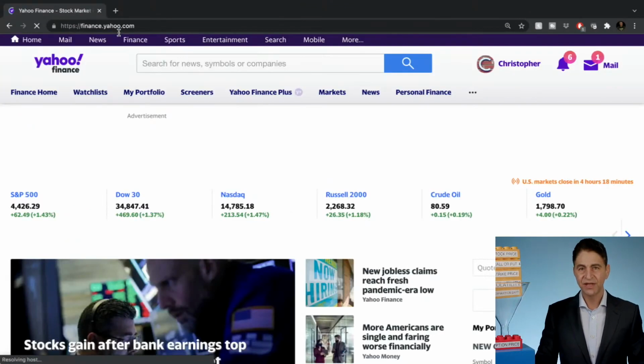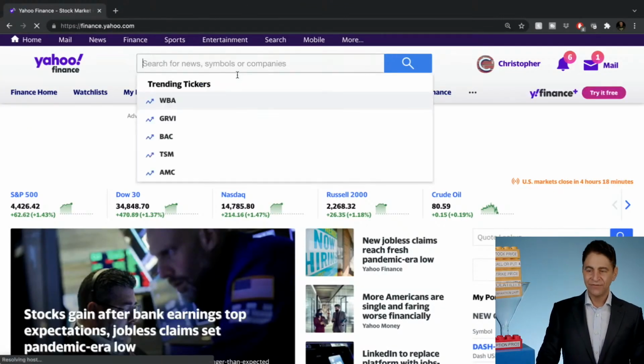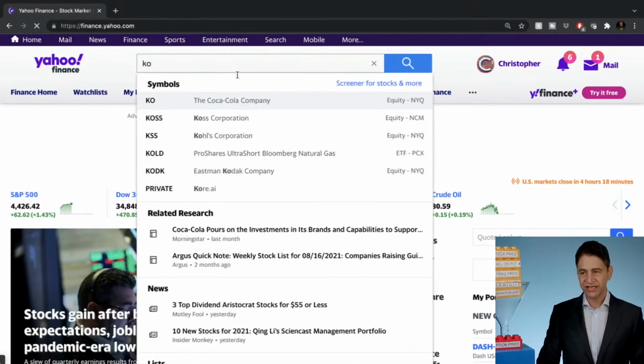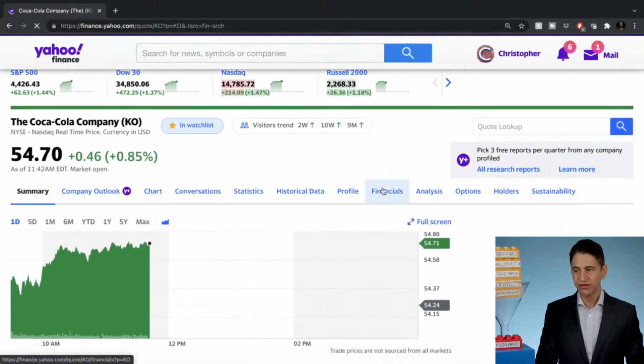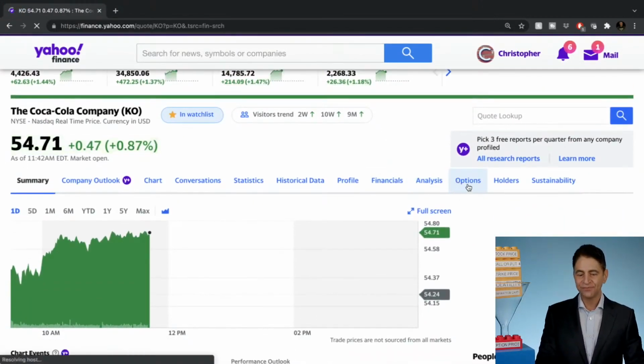Thinkorswim is free to use. Yahoo Finance is free to use. So if you type up any ticker, what you'll see is if the company has options, and this is Coca-Cola's ticker, you click here on options, okay?